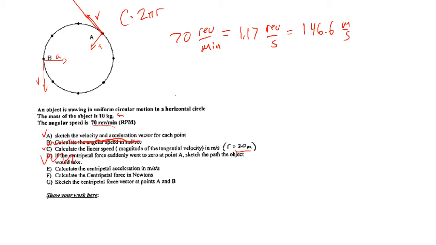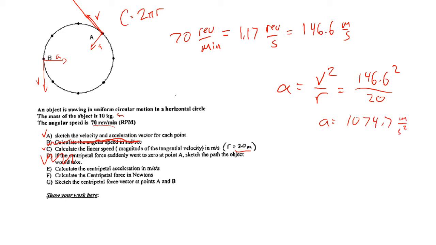Calculate the centripetal acceleration in meters per second squared. Alright, centripetal acceleration, same thing as force without the mass, equals v squared over r. V squared is 146.6 squared over the radius of 20. So that's squared divided by 20. So you're going to get a equals 1,074.7 meters per second squared. Ta-da!